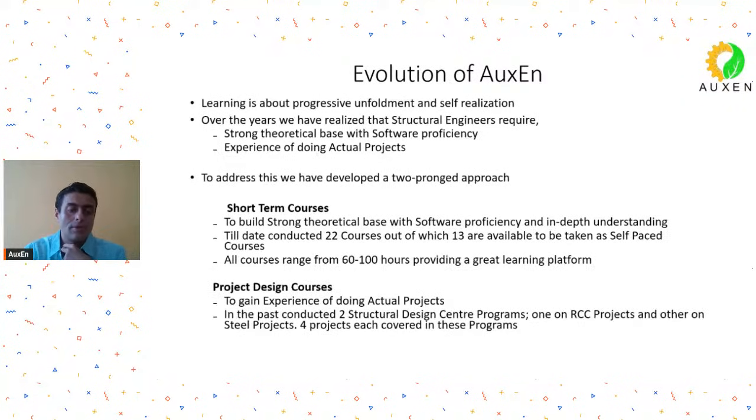We have the short-term courses, which are actually not very short, but they are focused on a particular subject matter. Till now, we have conducted 22 such online courses, 13 of which are available as self-paced learning courses. Each course on average spans 35 to 40 sessions, 60 to 100 hours. In these courses, we cover the theoretical aspect along with software proficiency and in-depth understanding of a particular subject matter.